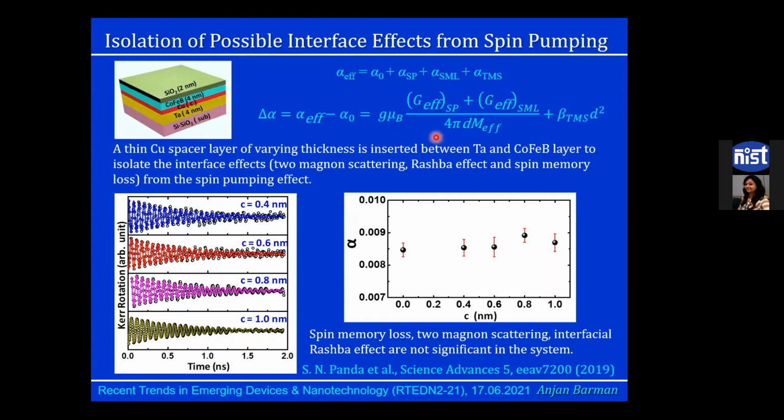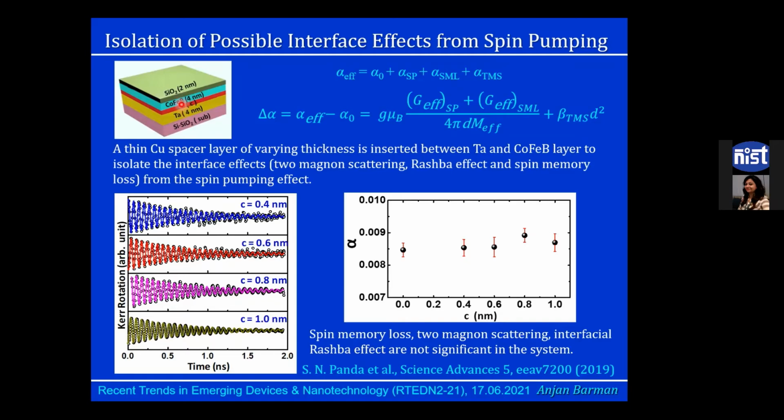We have done that, but we have done a control experiment also. We decoupled slowly the cobalt, iron, boron, and tantalum by inserting an additional spacer layer between these. So we grew a copper layer with varying thickness from 0.4 nanometer to 1 nanometer. So it's like a dusting layer. And we did the measurement of damping again. Because copper has a large spin diffusion length, the spin current will flow ballistically through copper if it is only due to spin pumping.